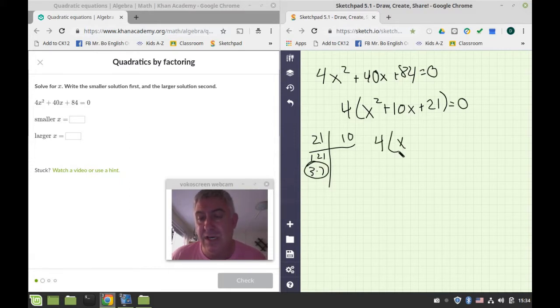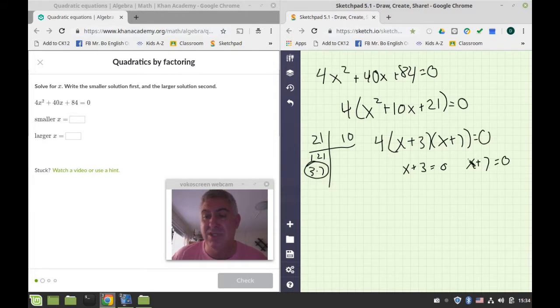So 4 times x plus 3 times x plus 7 is equal to 0, and so I know x plus 3 equals 0, or I know x plus 7 equals 0, and we saw that in the zero product property video from before. So x equals negative 3 or x equals negative 7. So the smaller one is going to be more negative, and a lot of my students have problems with this when they come in.